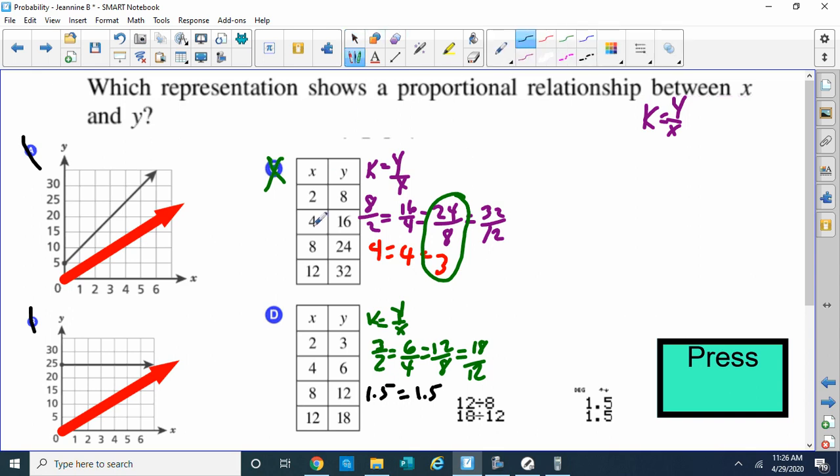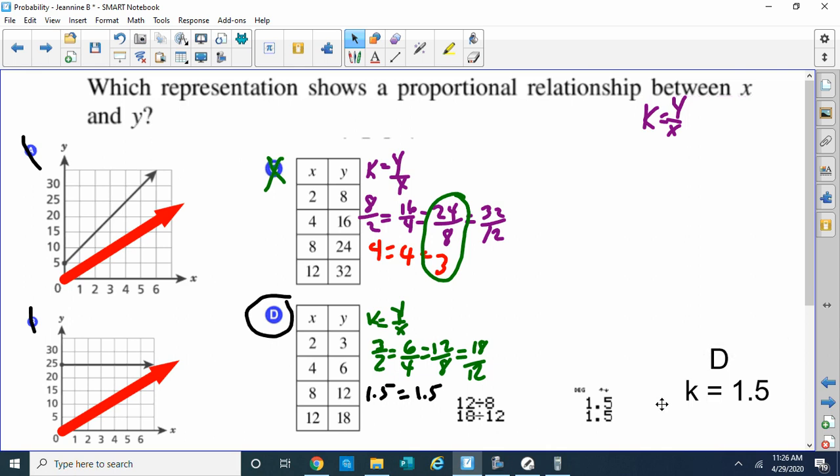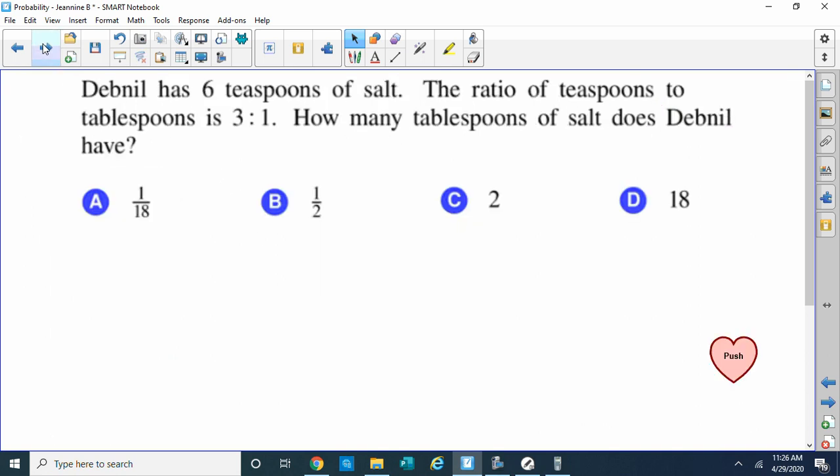So I'm going to choose choice D. That's my answer, because that one, I have a constant of proportionality all equal to 1.5. So choice D has got to be it, and yes, it is. K is equal to 1.5. So that makes D a proportional relationship. So let's go to our next question.